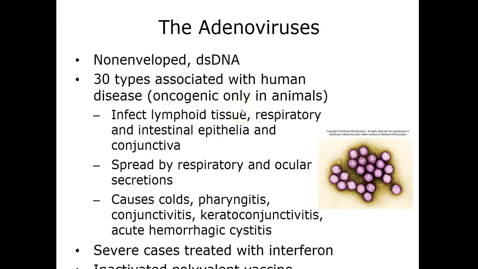So the adenoviruses are, again, non-enveloped. There's 30 different types that are associated with human disease, and they're only oncogenic or cancer-causing in animals. Their biggest thing is that they infect lymphoid tissue. They can also go after the conjunctiva as well. The transmission is through either respiratory droplets or ocular secretions, and there's often outbreaks that have been seen in military barracks.